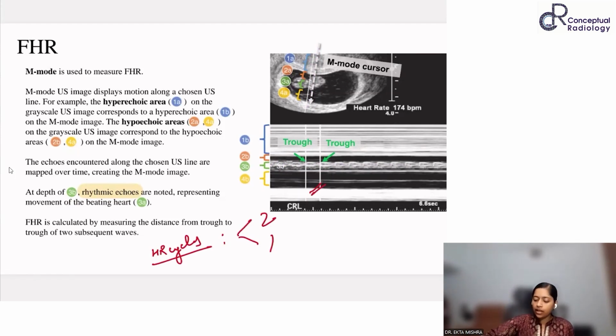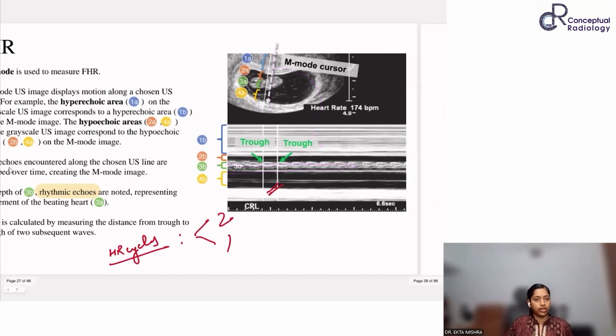Doing it is very easy. Reading it is sometimes tough for the beginner. The same thing is represented on M mode. The echogenicity is the same. So midway, where you have rhythmic echoes, just measure it.